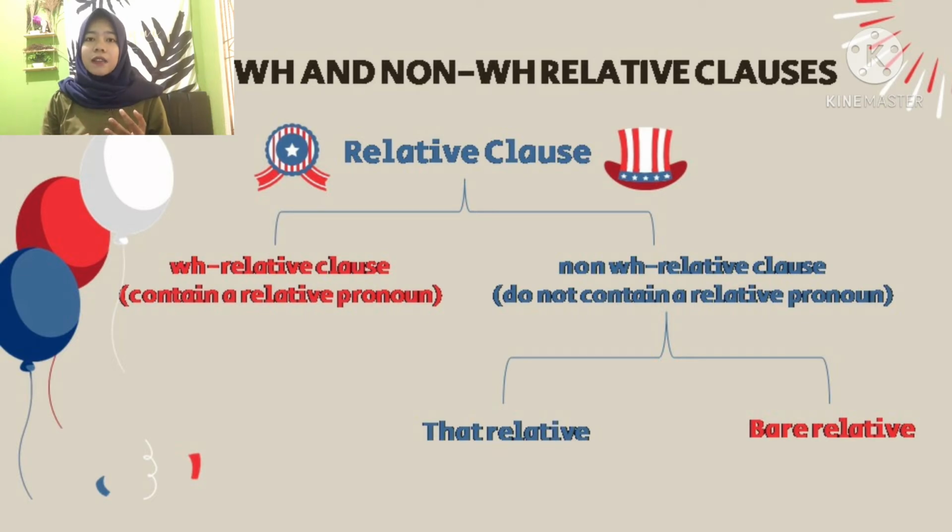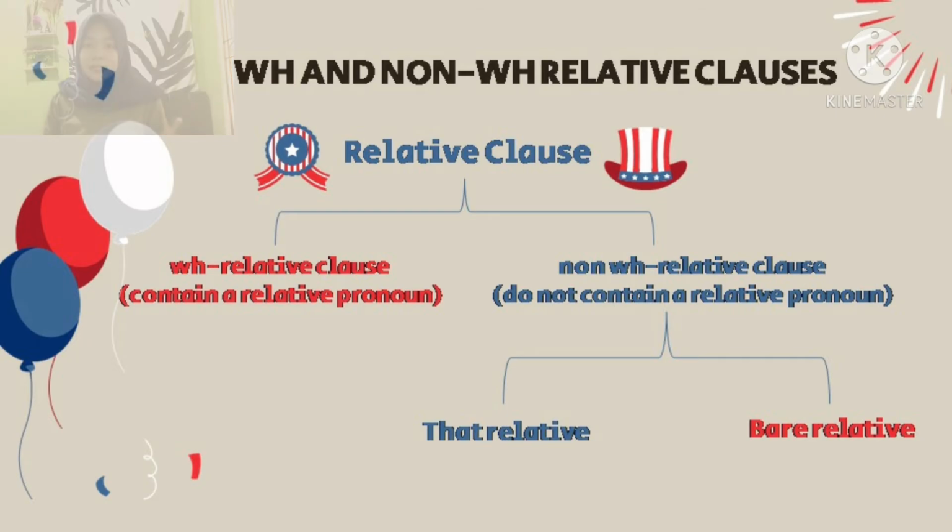The other kind of relative clause is the non-WH relative clause. Non-WH relative clauses do not contain a WH relative pronoun. In this kind of relative clause, we can use that instead of who or which. But there is still a relative element, even though this element is not expressed overtly. Non-WH relative clauses are divided into two subtypes. There are that relatives, which are introduced by the clause subordinator that, and bare relatives, which contain neither a relative phrase nor start with that.